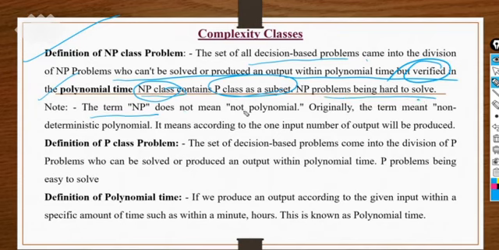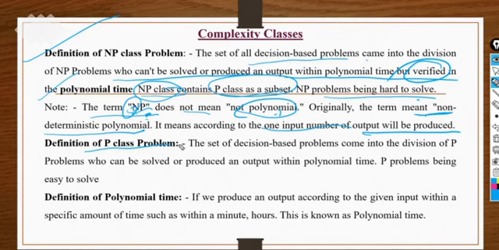So NP doesn't mean here not polynomial. Mark this thing: N doesn't stand for not. Originally it means non-deterministic polynomial. That means N stands for non-deterministic and P is polynomial. So it means for one input, a number of outputs can be produced. That means a non-deterministic polynomial algorithm, right? So these are the problems which are hard to solve, but having non-deterministic algorithms, that is NP.